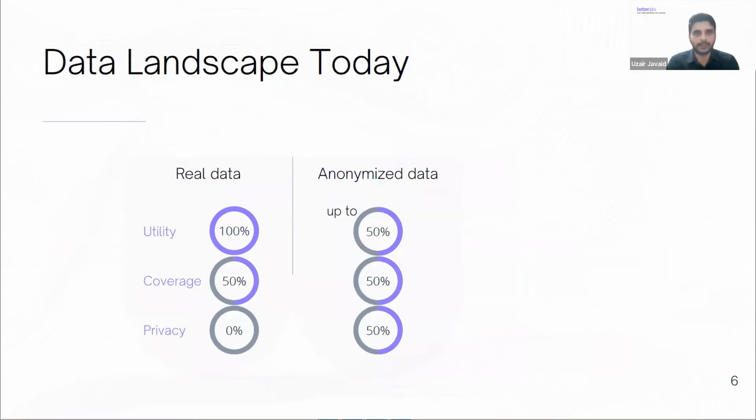So this is the current data landscape. When we talk about real data, we have full utility, limited coverage because we don't always get the data points that we want, and 0% privacy since all of it is exposed inherently. And to move it across, anonymization takes place. The coverage is the same, but between utility and privacy, they have to do this trade-off.